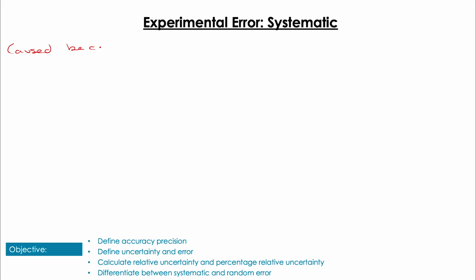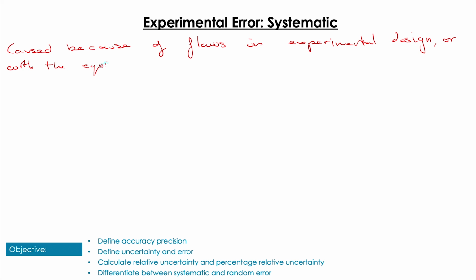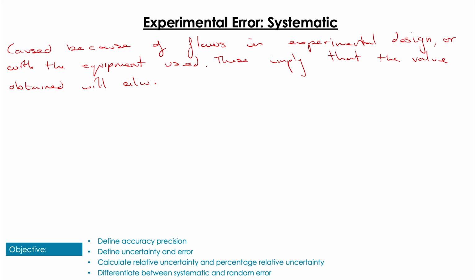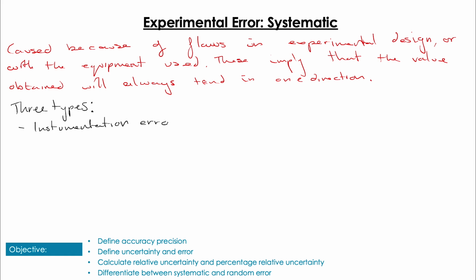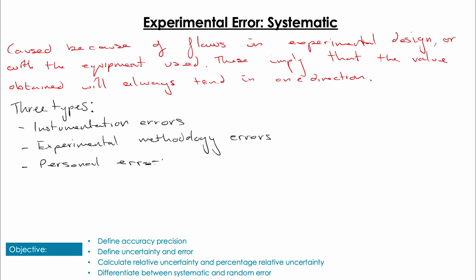When it comes to systematic error, this is caused because of flaws in the actual experimental design, which also includes using the wrong equipment. And for that reason, these errors tend to shift the value obtained in one direction, either always getting a larger value or always getting a smaller value. And these can be broken down into three main types: instrumentation error, experimentation or method error, and of course, personal error.